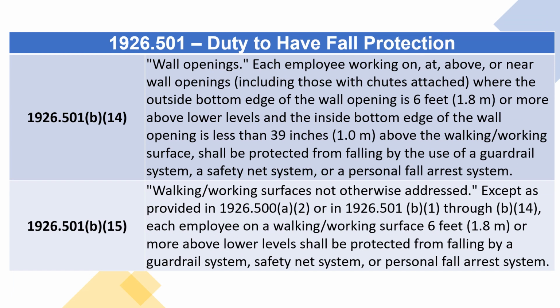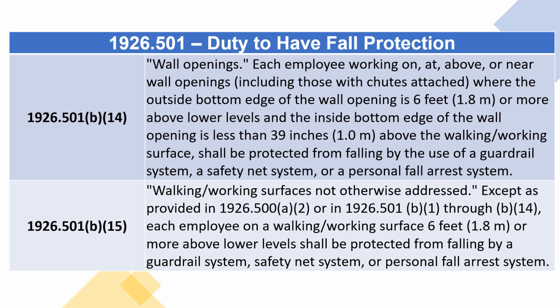1926.501(b)(14). Wall openings. Each employee working on, at, above, or near wall openings, including those with chutes attached, where the outside bottom edge of the wall opening is 6 feet (1.8 meters) or more above lower levels and the inside bottom edge of the wall opening is less than 39 inches (1 meter) above the walking/working surface, shall be protected from falling by the use of a guardrail system, a safety net system, or a personal fall arrest system.